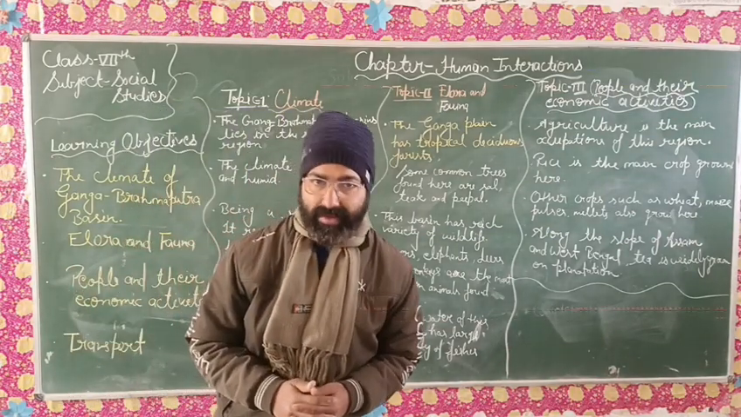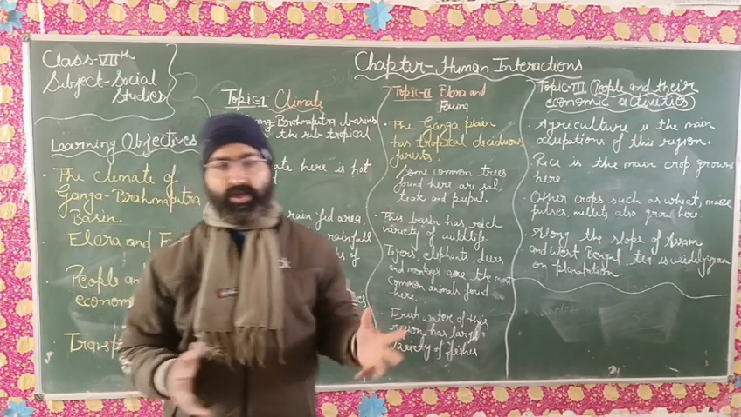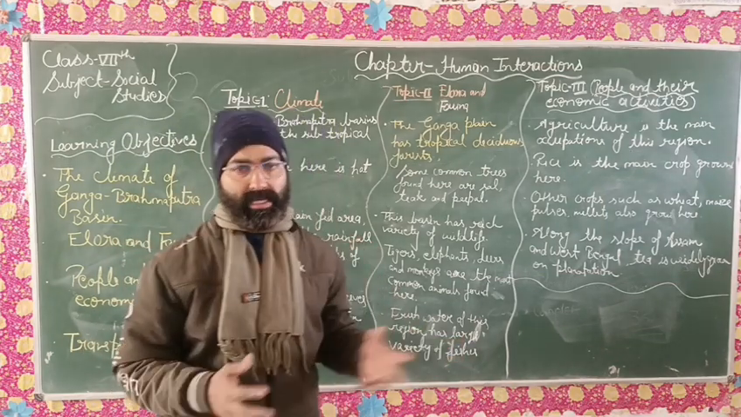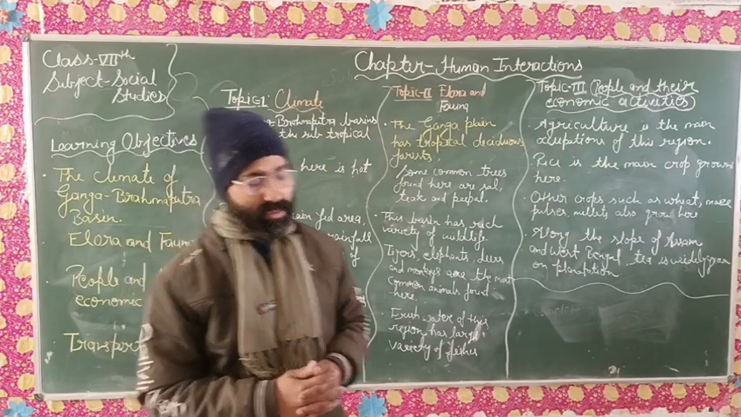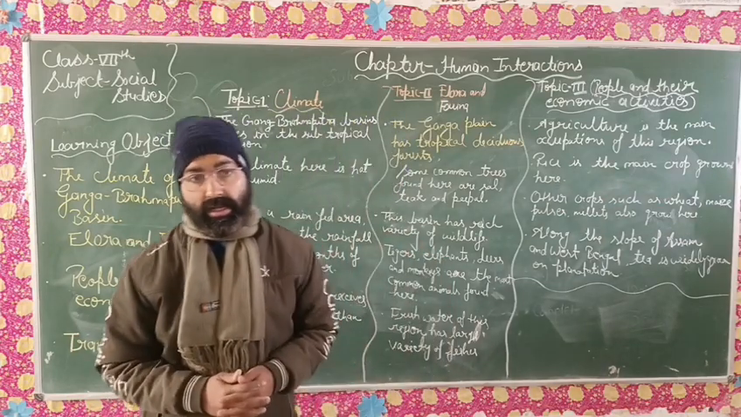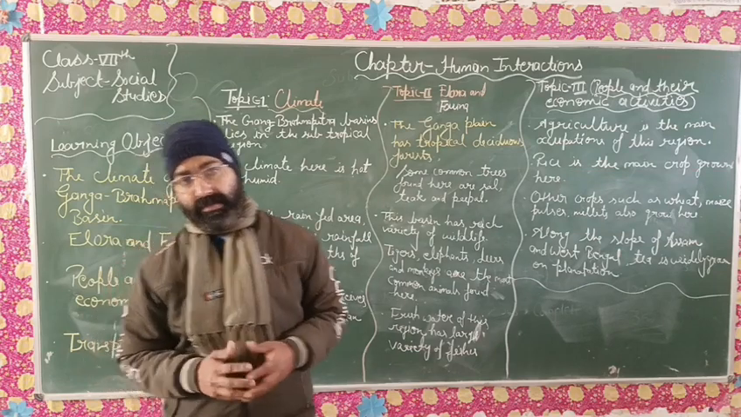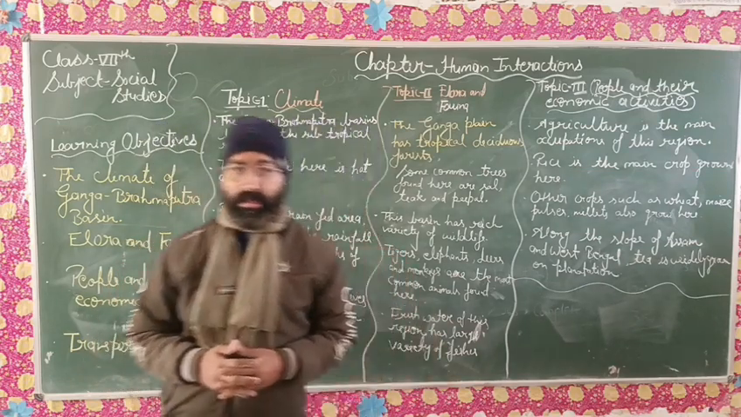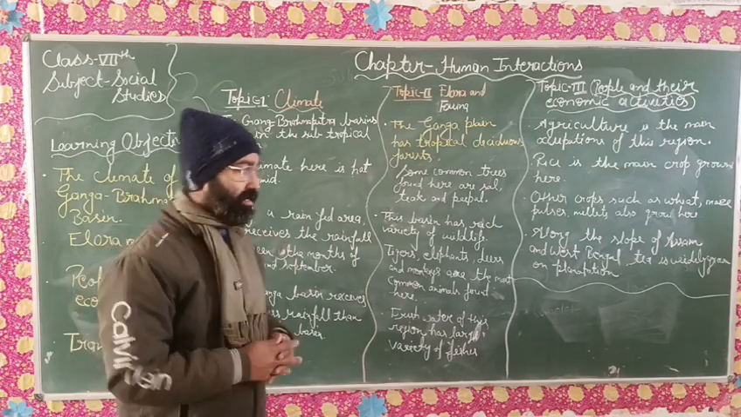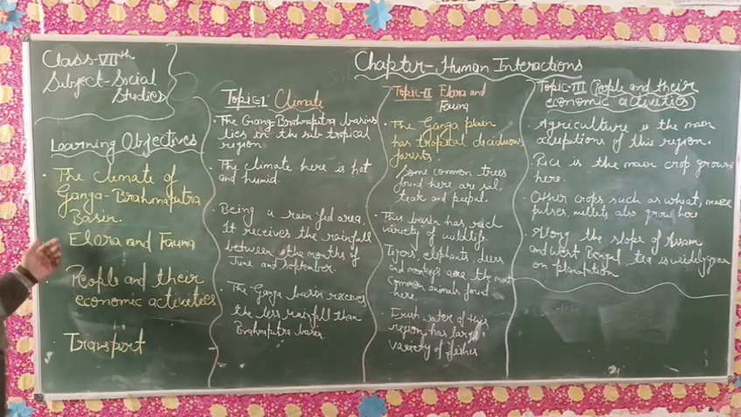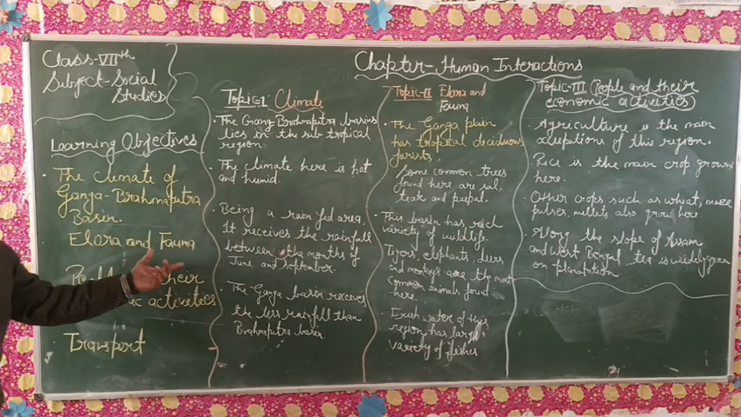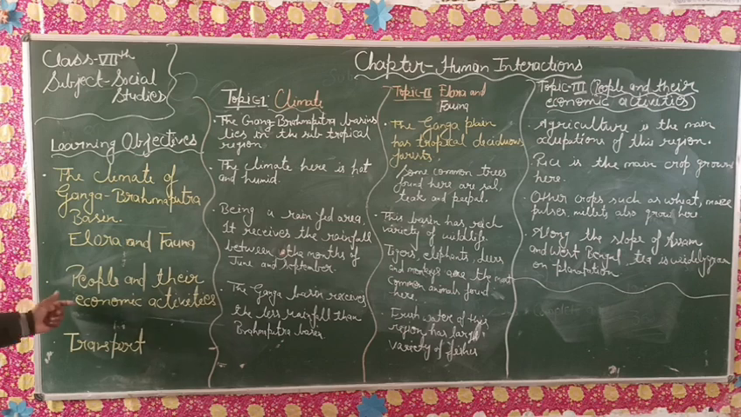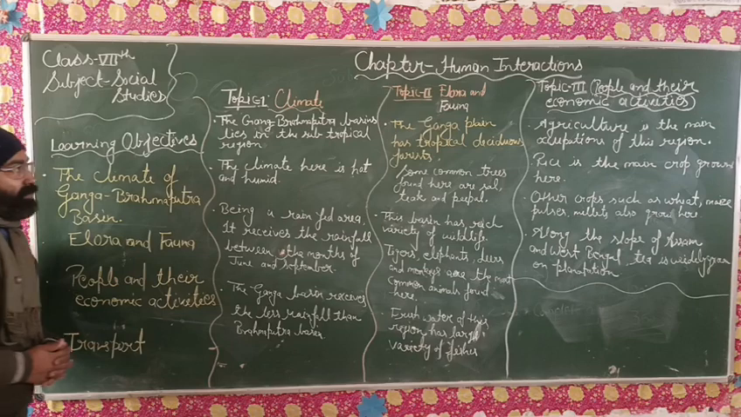And we have covered many topics in this chapter. Some topics are left. Yesterday we discussed the topic Ganga Brahmaputra basin. The same topic will go on today, but the content will change. Today we will learn about the climate of the Ganga Brahmaputra basin, the flora and fauna of the Ganga Brahmaputra basin, and the people and their economic activities in the transport system of the Ganga Brahmaputra basin.